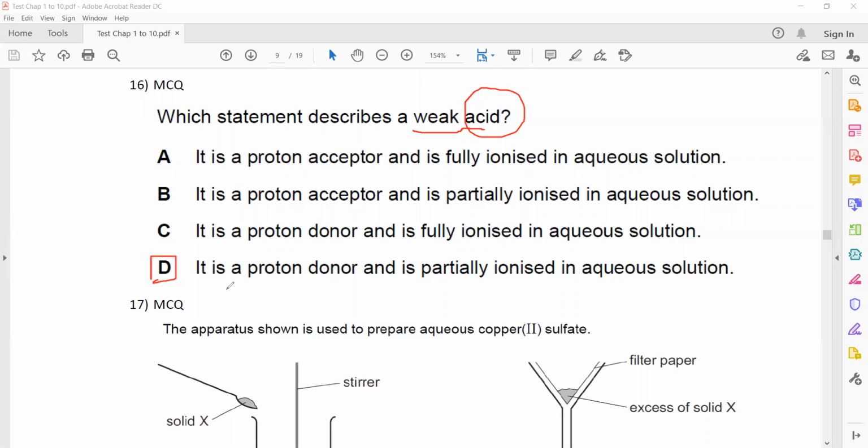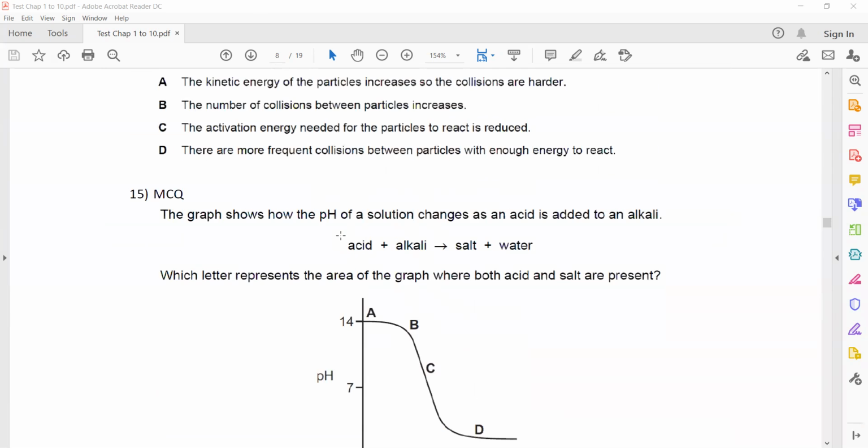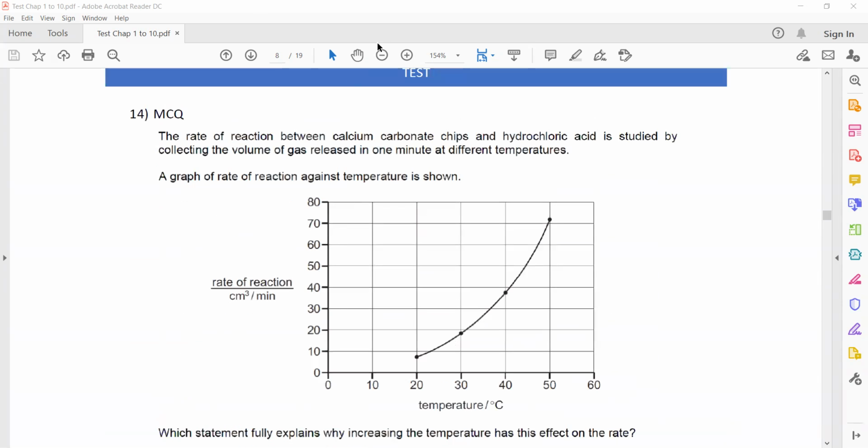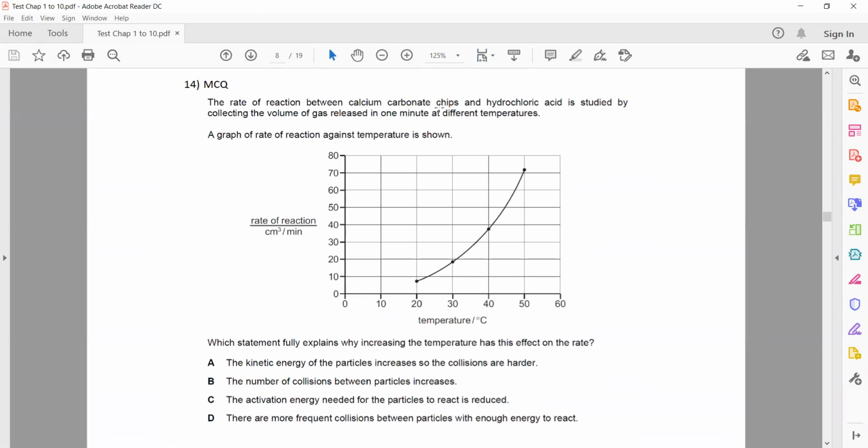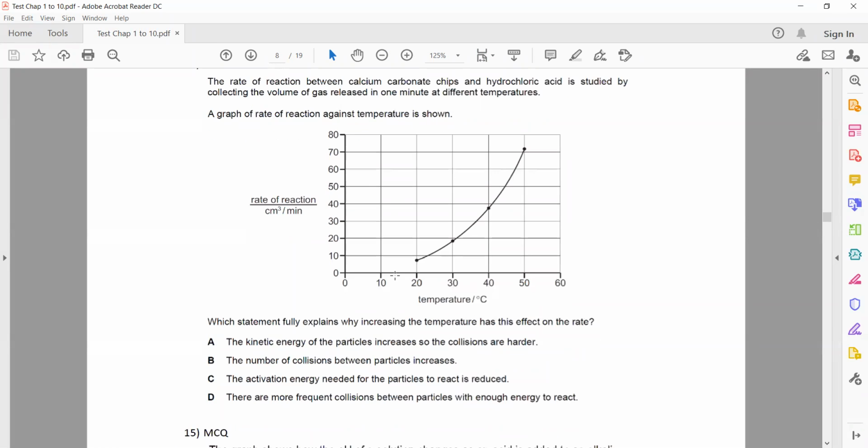Sir, question number 14, please. The rate of a reaction between calcium carbonate chips and hydrochloric acid is studied by collecting a volume of gas released in 1 minute at different temperatures. So we are changing the temperature. We are finding how much volume of gas is released. Which statement fully explains why increasing the temperature has this effect on the rate?